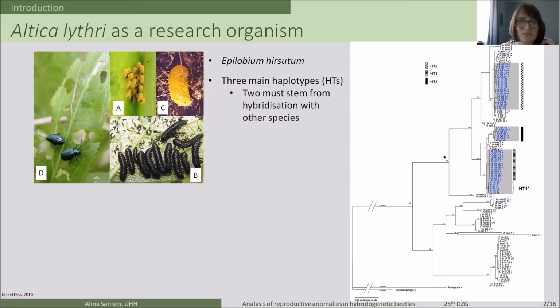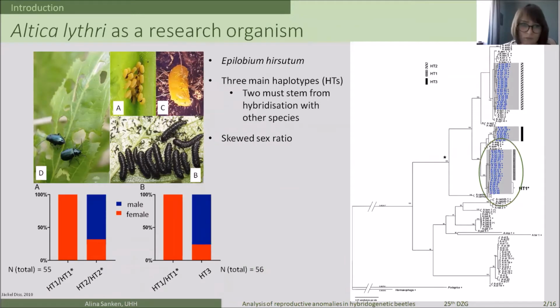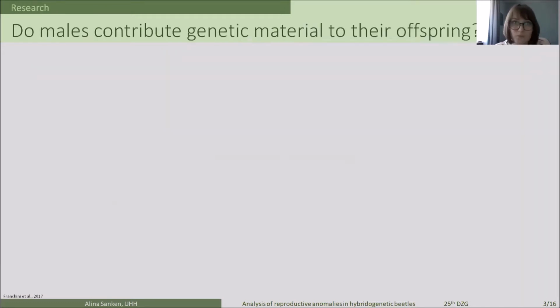Interesting about this beetle is that one of the haplotypes, namely haplotype 1, shows a skewed sex ratio. Haplotypes 2 and 3 are able to produce both male and female offspring, but haplotype 1 for some reason doesn't and only produces daughters. And I want to know why that is.